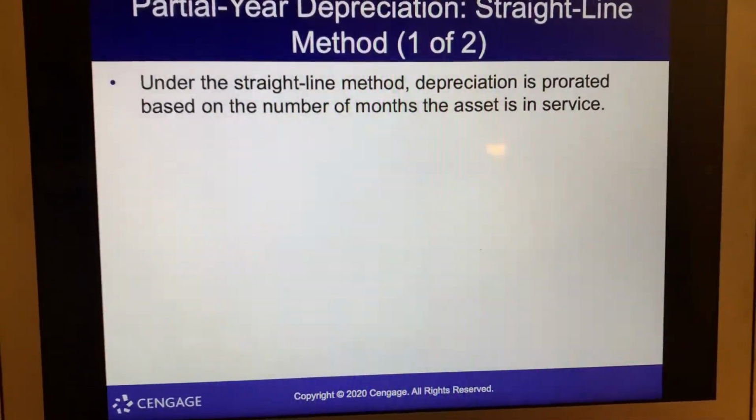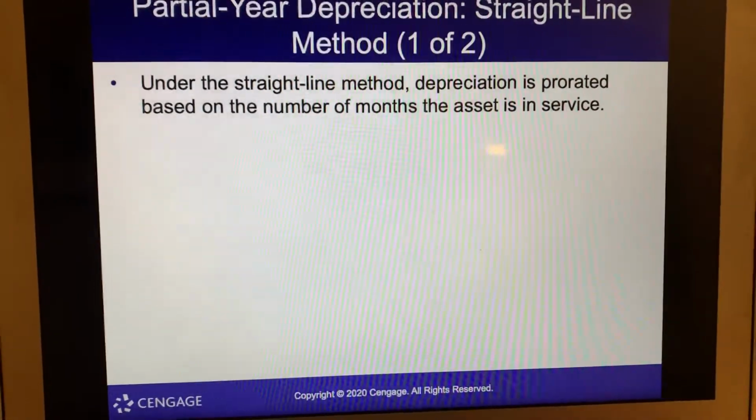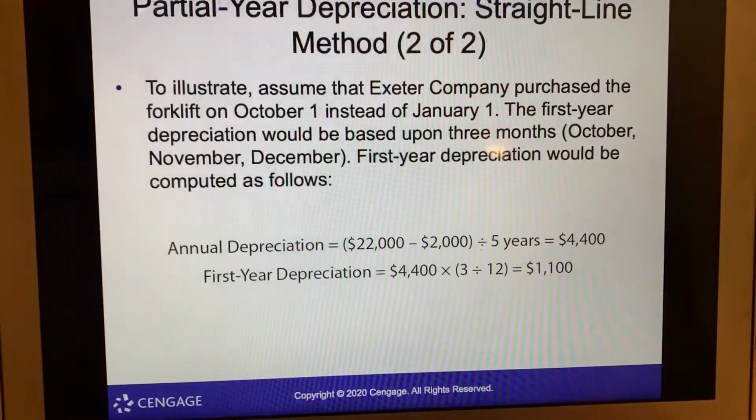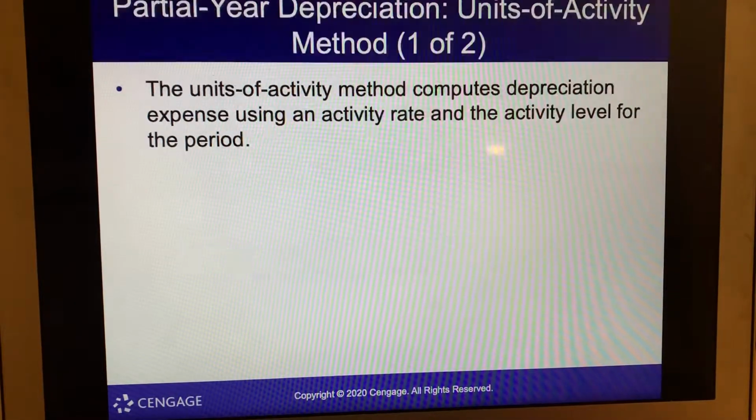So under straight line method, depreciation is prorated based on the number of months the asset is in service. Here's an example: 220 minus 2 divided by 5 is 4,400. This is actually the first example we did, but first year depreciation. So we're saying we depreciated it for 3 months. So 3 divided by 12 is 3/12, and our depreciation for that will be $1,100.